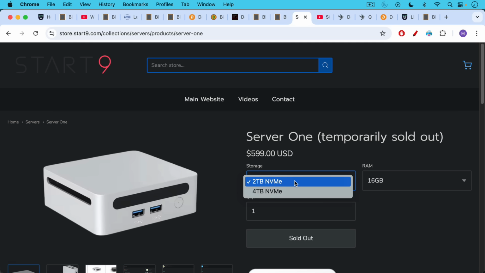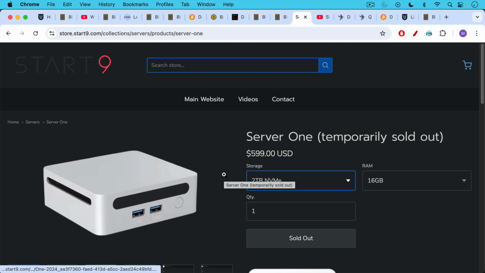At this point, I guess they have 2 terabytes, because the Bitcoin blockchain is already at 750 gigabytes, but you can choose how much storage you want. I think 2 terabytes is probably fine for now, but you can spring for the larger one.